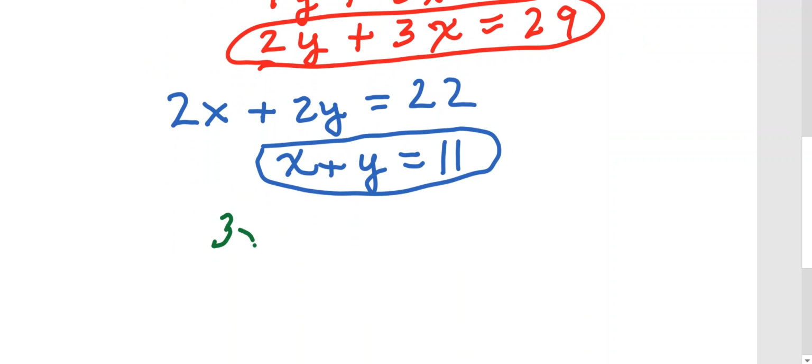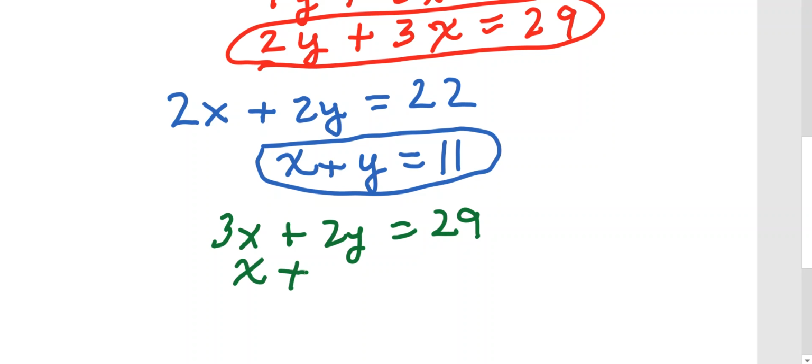So I'm going to say 3x plus 2y equals 29. Remember, I can switch the 3x and the 2y because of the commutative property of addition. And I'm going to have x plus y equals 11. So what I want to do is get rid of one of the variables. You can pick x or y, it doesn't matter. I want to get rid of y, so what I'm going to do is multiply the second equation by -2. Why -2? Because when I multiply that, I have -2y, and then I have 2y, and the y's will cancel.